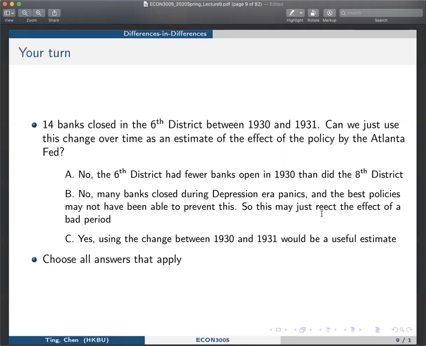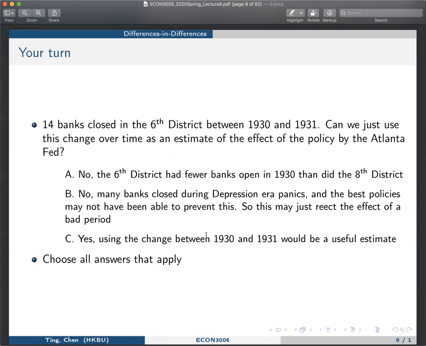And the last one, yes, using a change between 1930 and 1931 would be a useful estimate. Okay, what's the answer? You can choose more than one. I give you 5 seconds maybe. Okay, so the answer should be B, right?